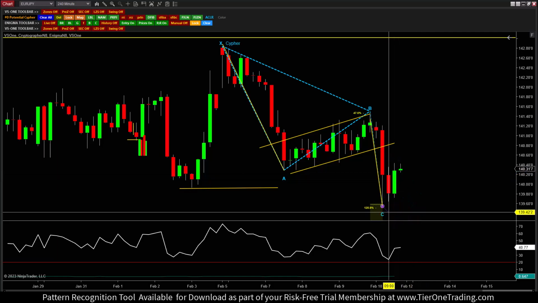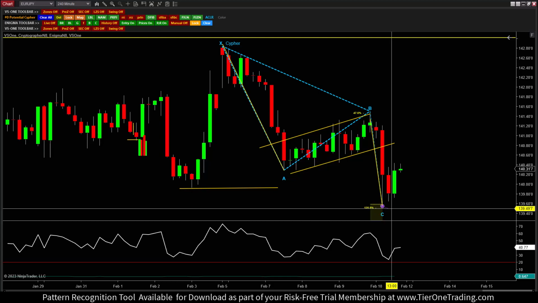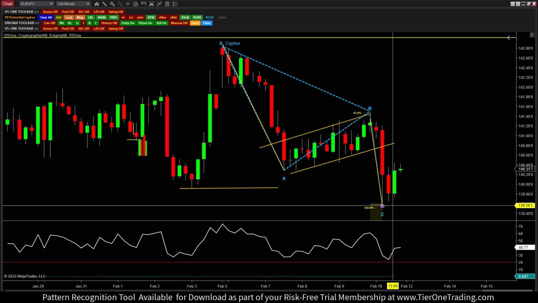Now, very important that you check this C leg, right? We know that data is going to be a little bit different depending on who you're using as your provider or your broker. And it's important that the C leg meets this requirement. You can see right here that it just barely does. But if your data is a little bit different, it may not. And if it doesn't, that's going to be the difference between a potential valid pattern and an invalid pattern.